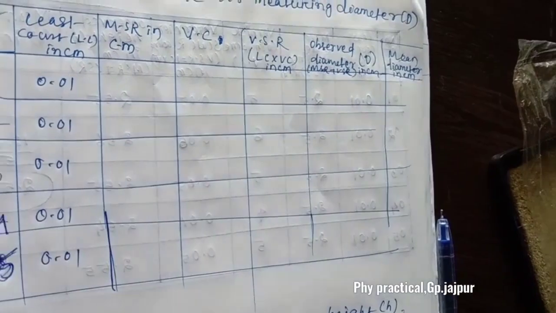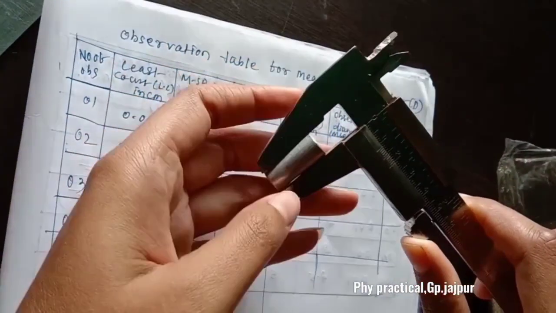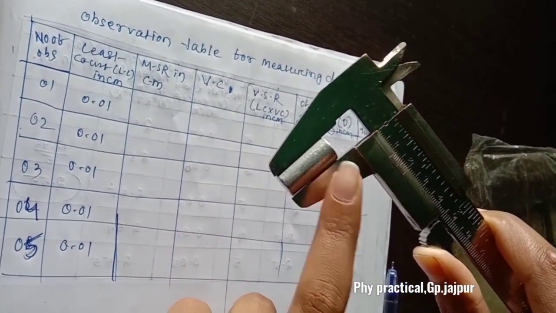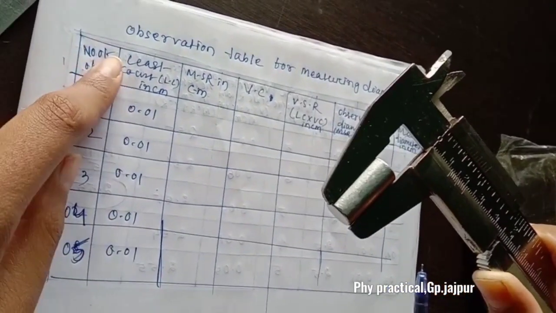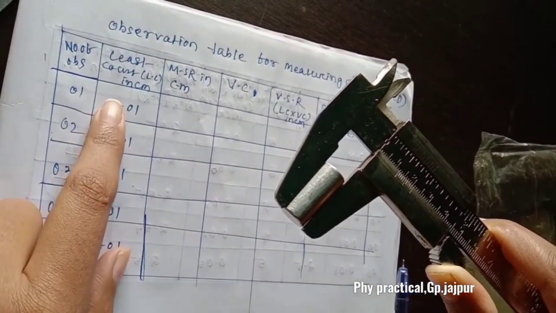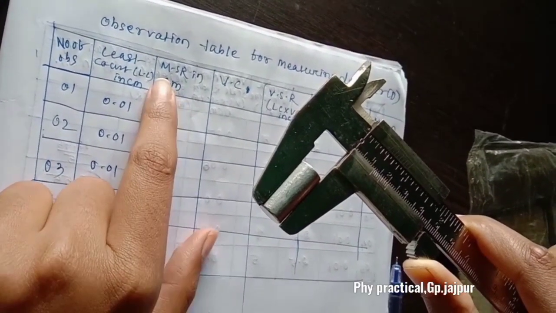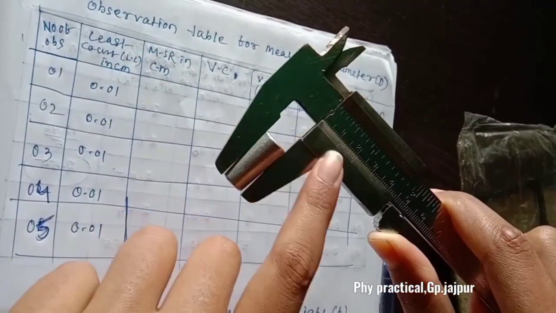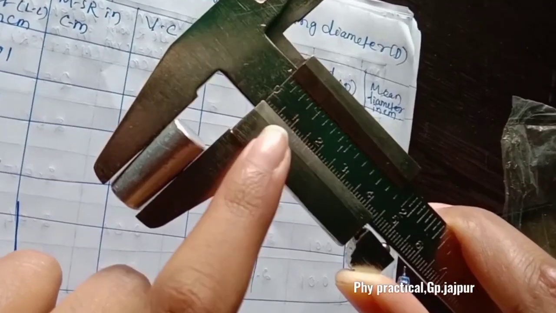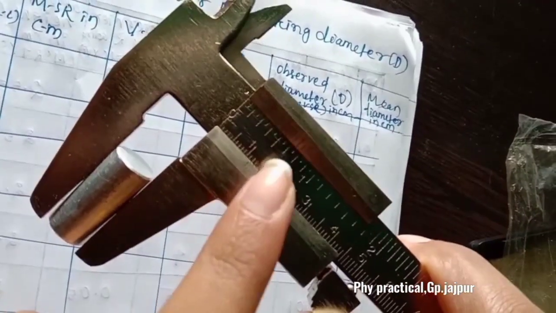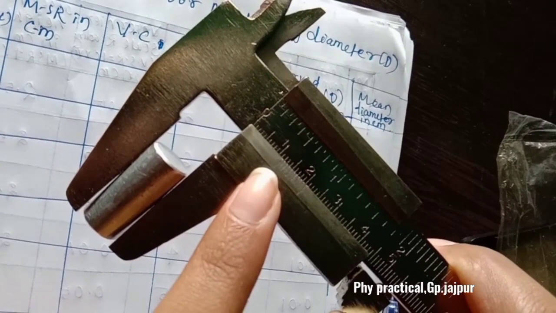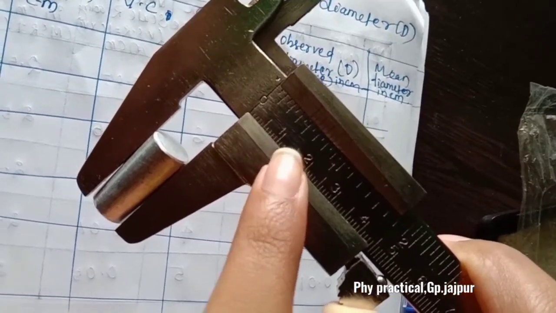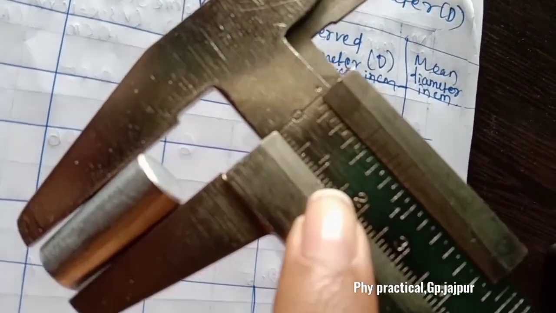Okay, let's start. Gently fix the solid cylinder between two jaws of the vernier caliper. Okay, first we know that least count of the vernier caliper is 0.01 centimeter. Then next is the MSR, that is main scale reading. What is main scale reading? Observe the main scale reading. The zero division of vernier scale coincides with which number of the main scale, that is your MSR or main scale reading. Here is your main scale reading. Zero number of your vernier scale, that is first number, which you can see is 1.1.